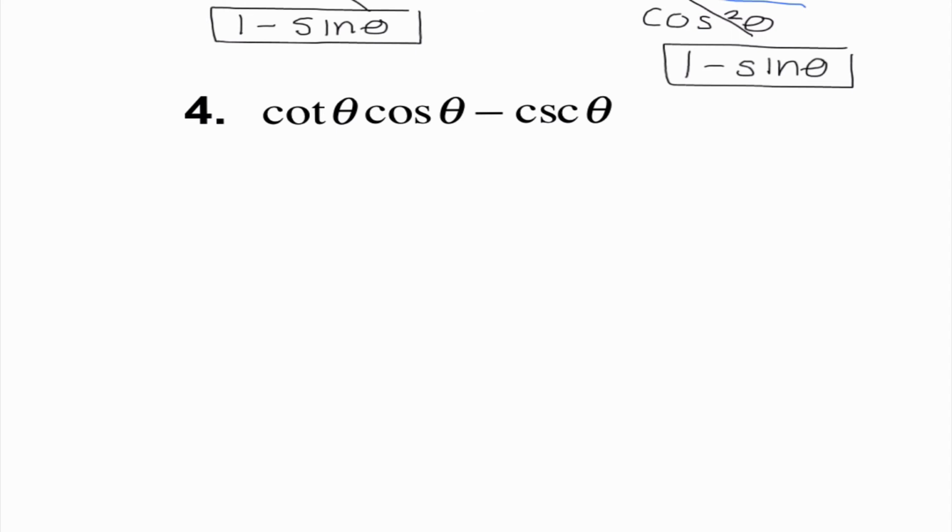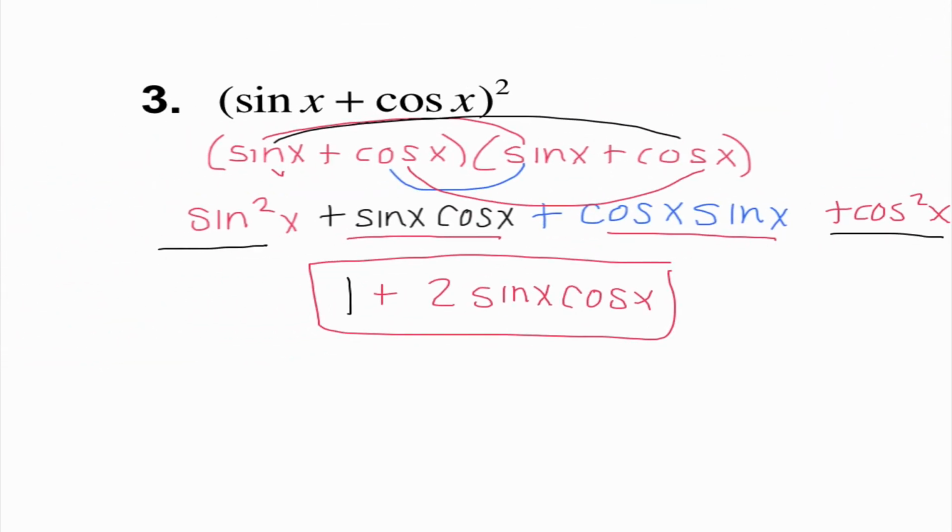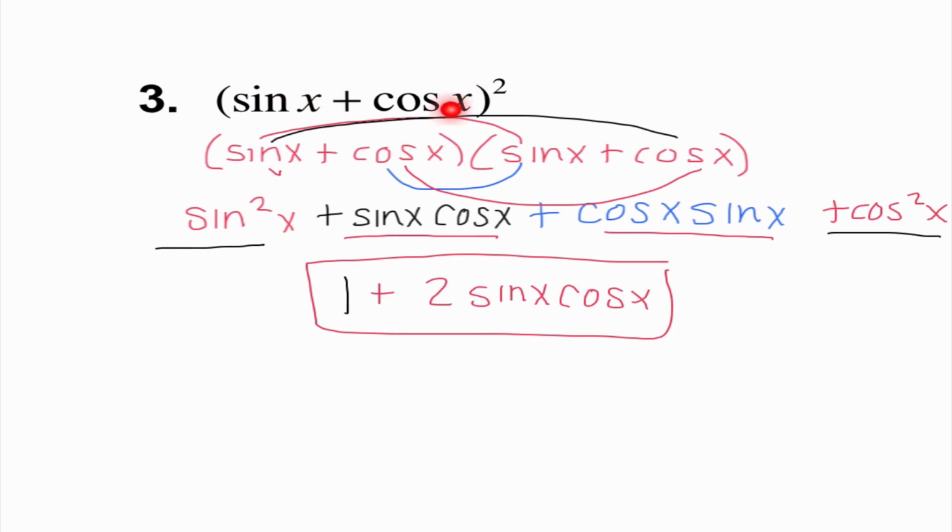So what I'm going to do is write everything in terms of sine and cosine. So I know cotangent is cosine over sine. Cosine is already written in terms of sine and cosine, and cosecant is 1 over sine. I just want to remind us I should be writing an angle after every single trig function. The reason why I'm using theta here is because theta was in my original problem. On number 3, I use x because x was in our original problem.